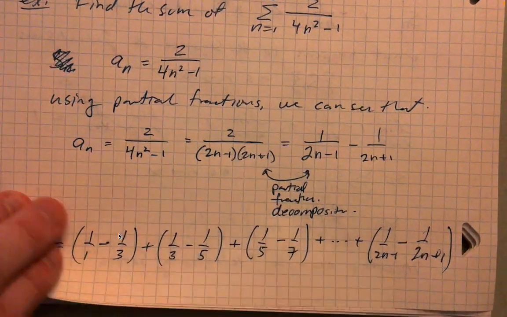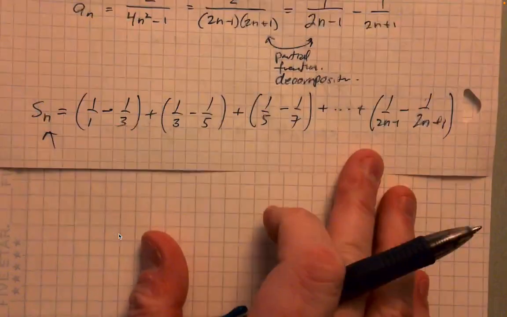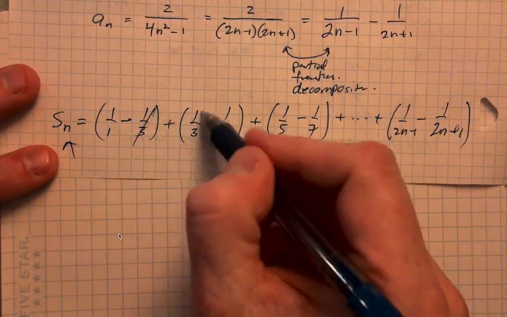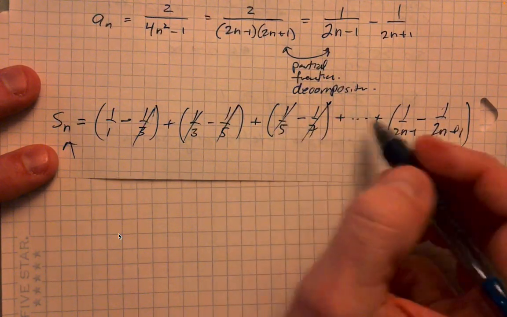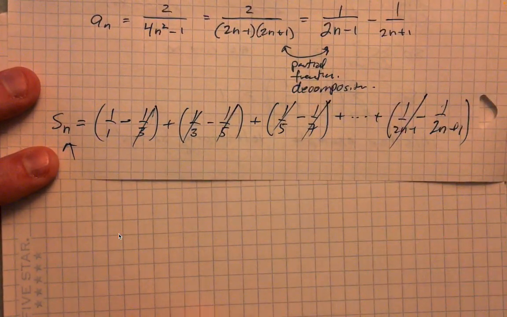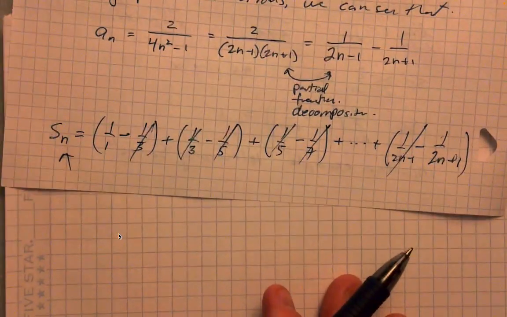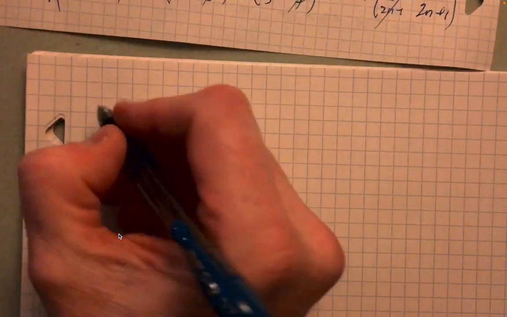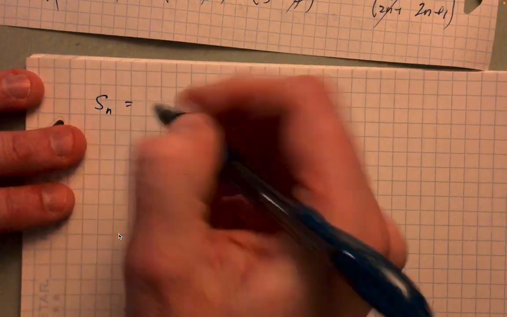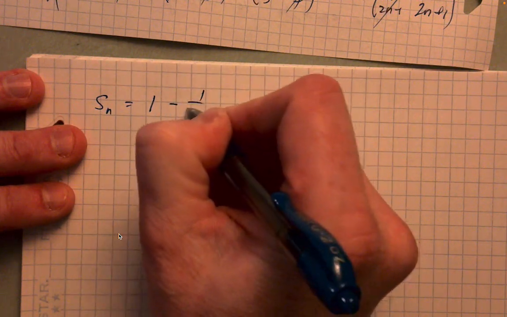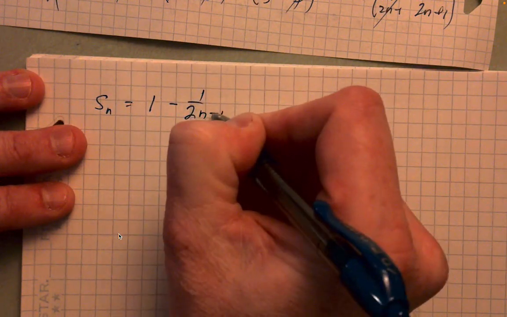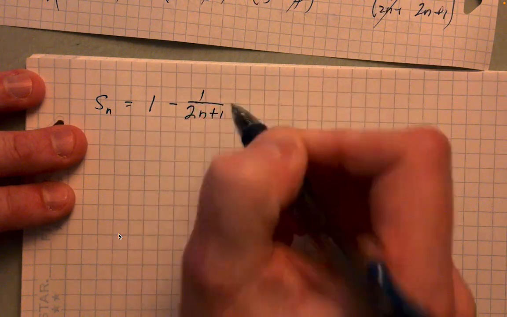So what happens here? Looking at this closely, you can see the 1/3 and the 1/3 cancel out, the 1/5 and the 1/5 cancel out, the 1/7 and the 1/7 cancel out. Basically everything cancels, and the nth partial sum would be 1 minus 1 over 2n plus 1.